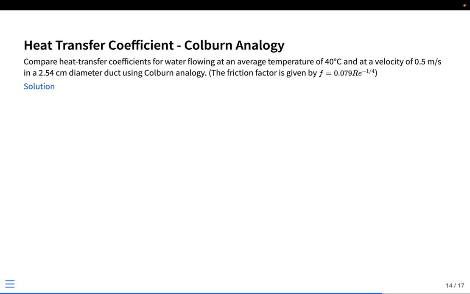Okay. There are no questions, then we move to the next problem. The difference between this problem and the previous problem is that here we have a channel or a duct flow instead of a parallel plate. Like the previous one is an external flow and this is an internal flow. For the internal flow, the skin friction coefficient correlation is given. f is given by 0.079 times Re to the power minus 1/4. And you are required to find the heat transfer coefficient.